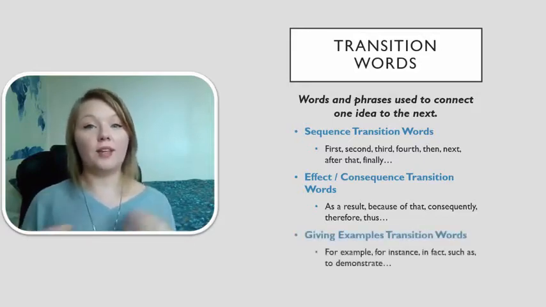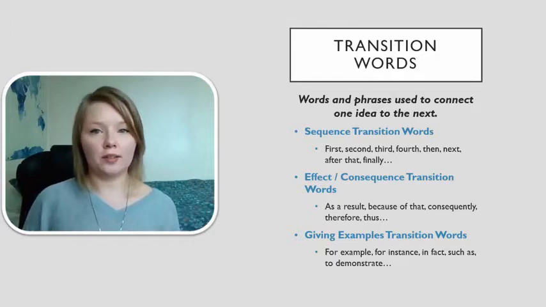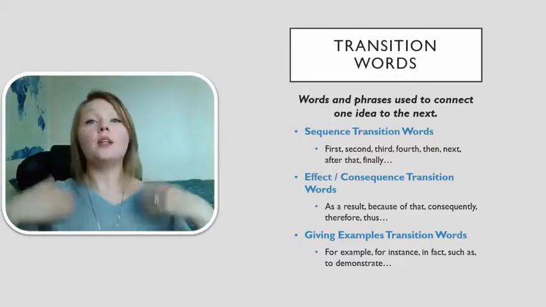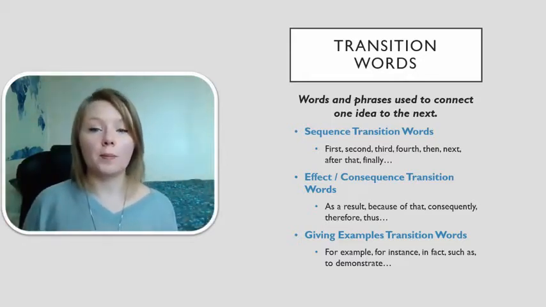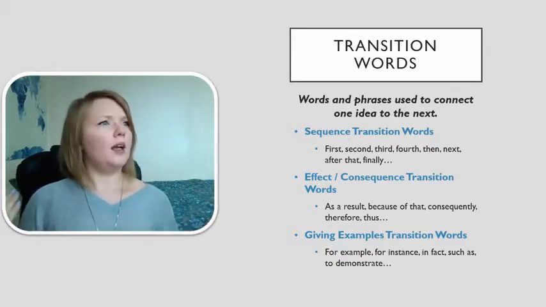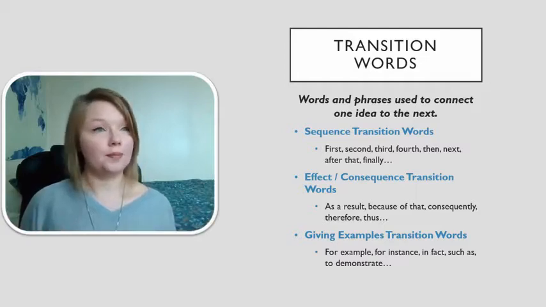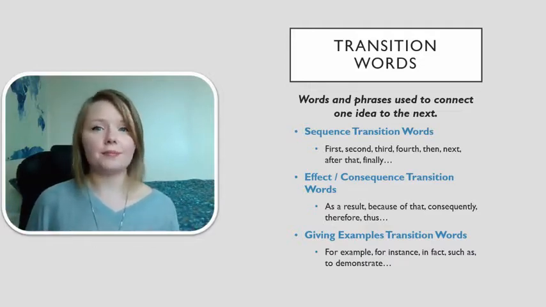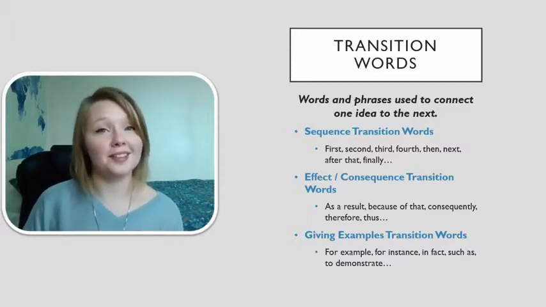Finally, we have transition words that we would use for giving examples. Of course, if you're giving a presentation, you will give many examples of what you're talking about. So we can use phrases like, for instance, for example, in fact, such as, and to demonstrate. I could say, learning English was very difficult. I had to study a lot. For example, one night I studied vocabulary words for 3 hours. So these are terms we use to give examples about the things that we're talking about in our presentation.